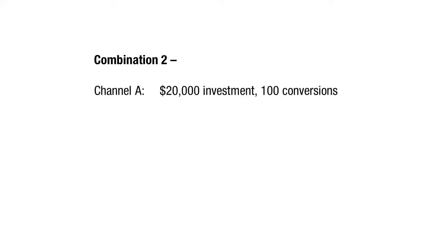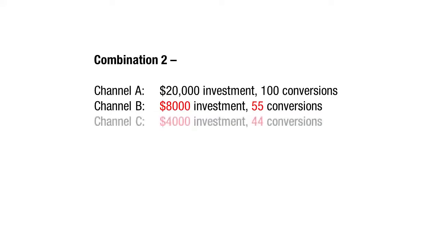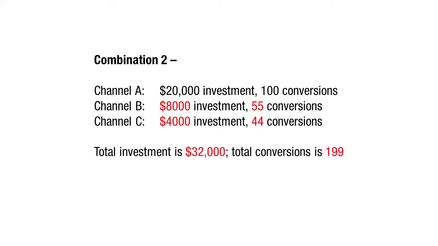Channel A, $20,000 investment, 100 conversions. Channel B, $8,000 investment, 55 conversions. Channel C, $4,000 investment, 44 conversions. Total investment is $32,000. Total conversions is 199.